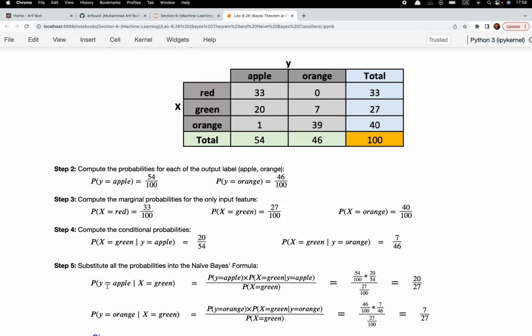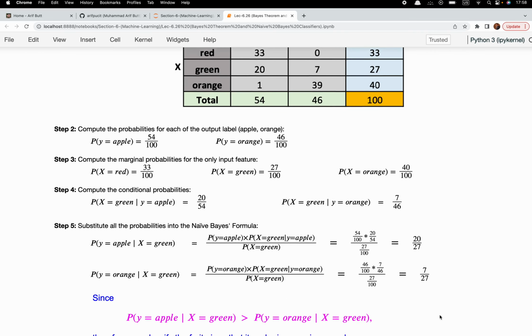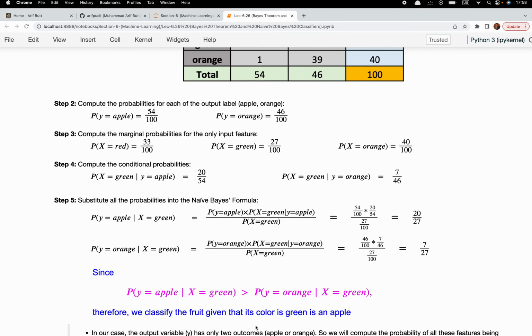And the probability of y equals apple given x equals green comes out to be 20 over 27, while the probability of y equals orange given x equals green comes out to be 7 over 27. And since the probability of y equals apple given x is equal to green, that is 20 over 27, is greater than the probability of y is equal to orange given x is equal to green, that is 7 over 27, therefore we classify the fruit given that its color is green as an apple.